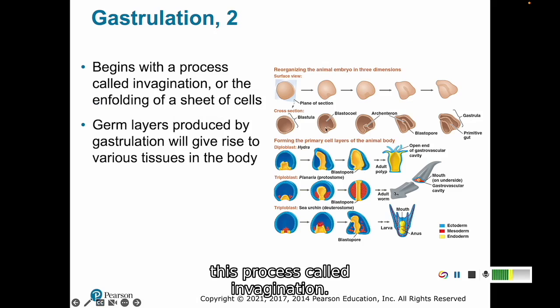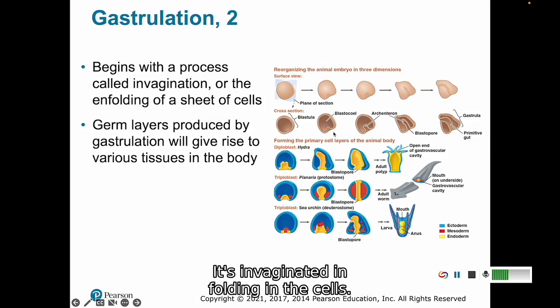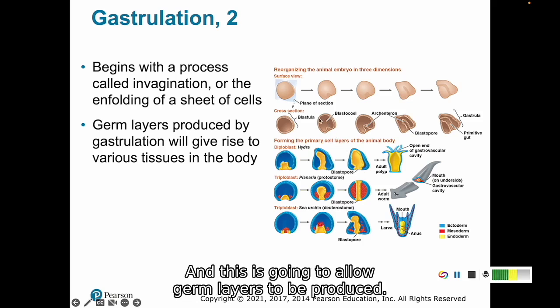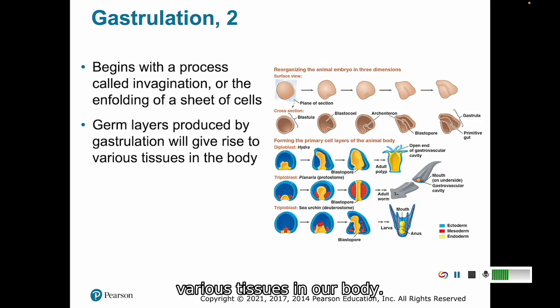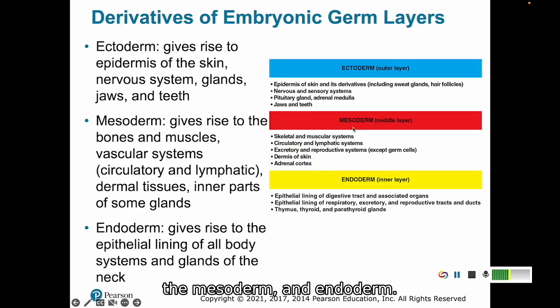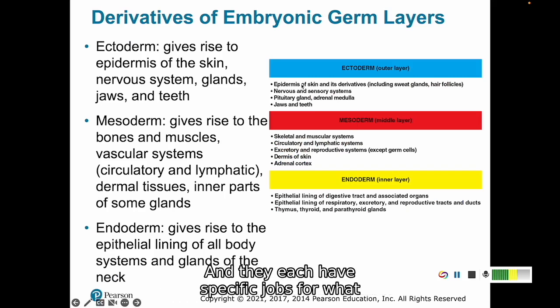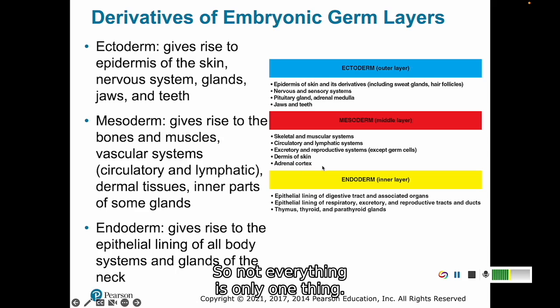Gastrulation starts with this process called invagination. That's what's going on here. It's invaginating in, folding in these cells. And this is going to allow germ layers to be produced, and those germ layers will give rise to various tissues in our body. The 3 germ layers we have are the ectoderm, the mesoderm, and the endoderm, and they each have specific jobs for what they end up creating, although some parts of your body, like the adrenal gland, come from here and here, so not everything is only one thing.